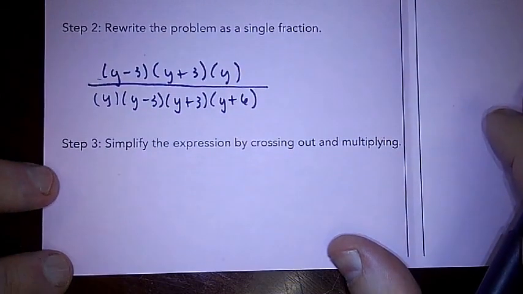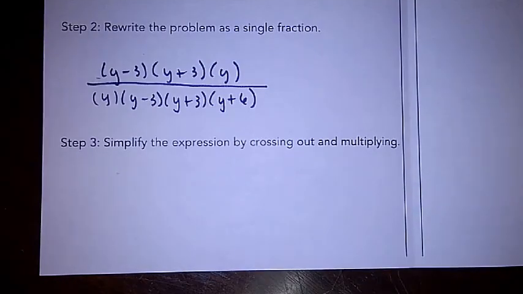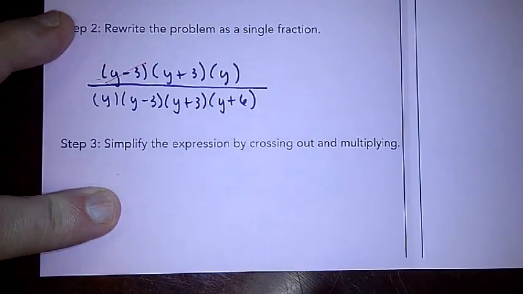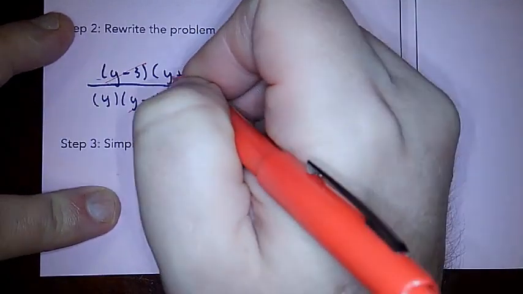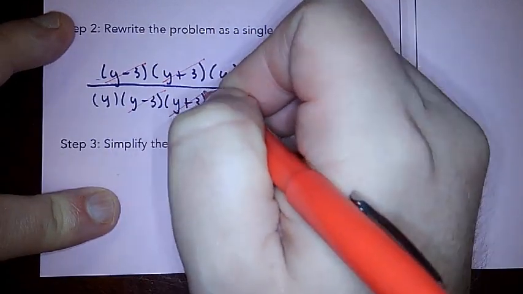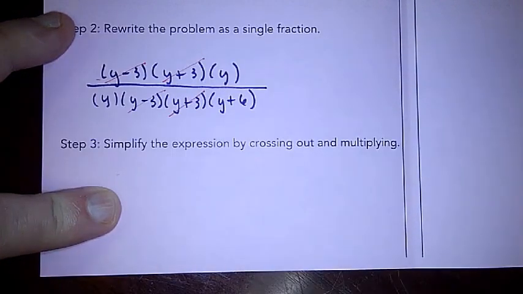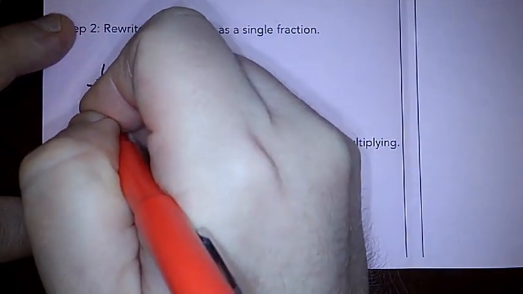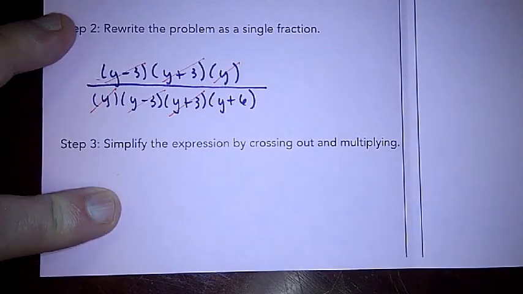For step 3, I'm going to simplify the expression by crossing out and multiplying. Just to be very clear, when I say that I am crossing out, I must cancel the same thing from the numerator as the denominator. So I will see in my numerator that I have a y minus 3. I will cancel that out with a y minus 3 from the denominator. I see in my numerator a y plus 3. I will cancel that with a y plus 3 in the denominator. I see that I have a y in the numerator, which is just an individual y. So I will cancel it with an individual y in the denominator.